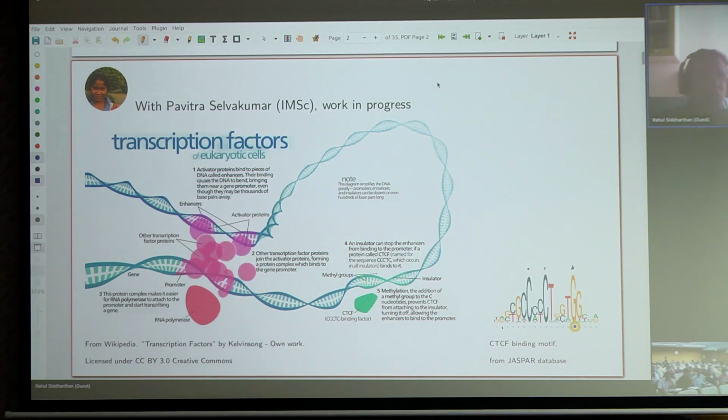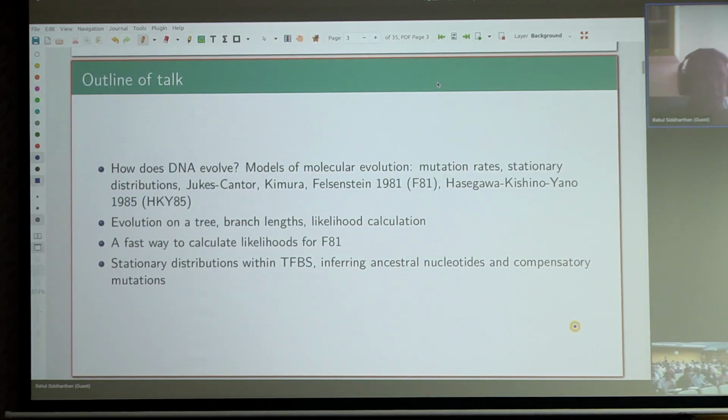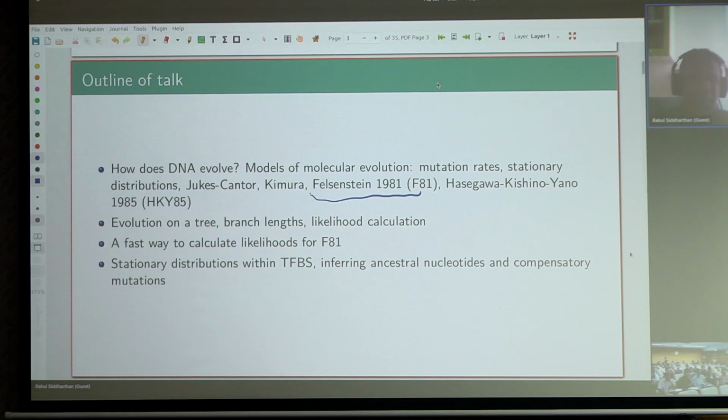The rough plan of the talk is: how does DNA evolve, and a rough overview of various models of molecular evolution. Then we'll talk about this particular model, F81, which was one of the earliest models of its kind. It has some nice properties that are useful for us. And then how do we apply this to this problem of binding site evolution?